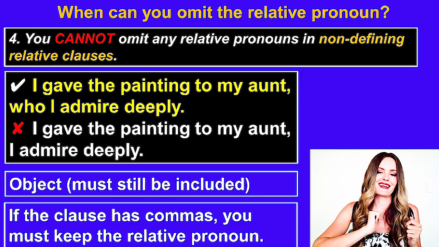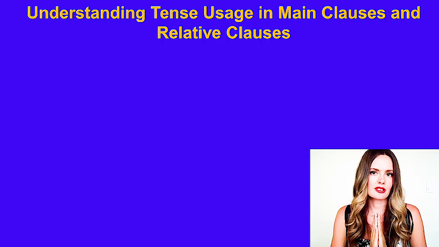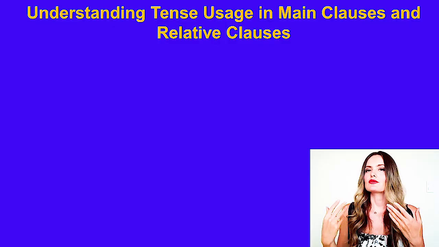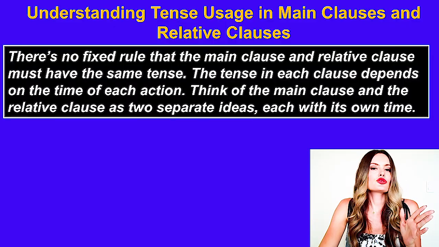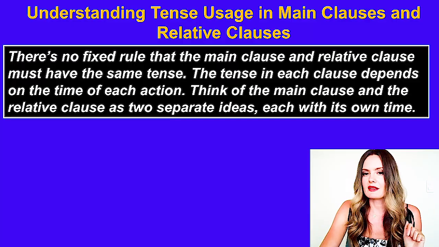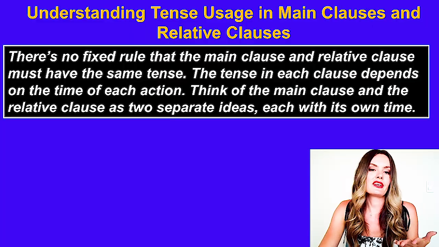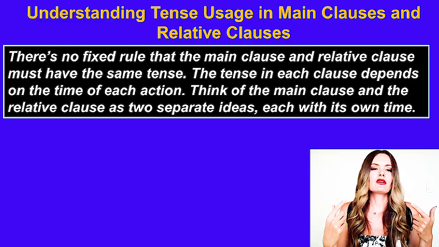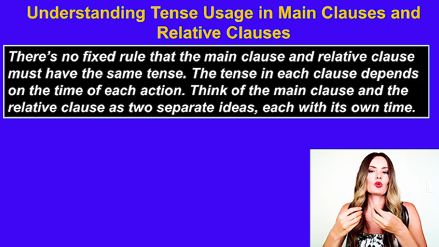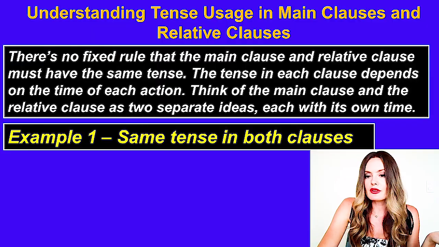Okay? Please remember that. And one more important thing to understand is the tense usage. Understanding tense usage in main clauses and relative clauses. There is no fixed rule that the main clause and relative clause must have the same tense. The tense in each clause depends on the time of each action. Think of the main clause and the relative clause as two separate ideas, each with its own time. For example, you can use the same tense in both clauses.